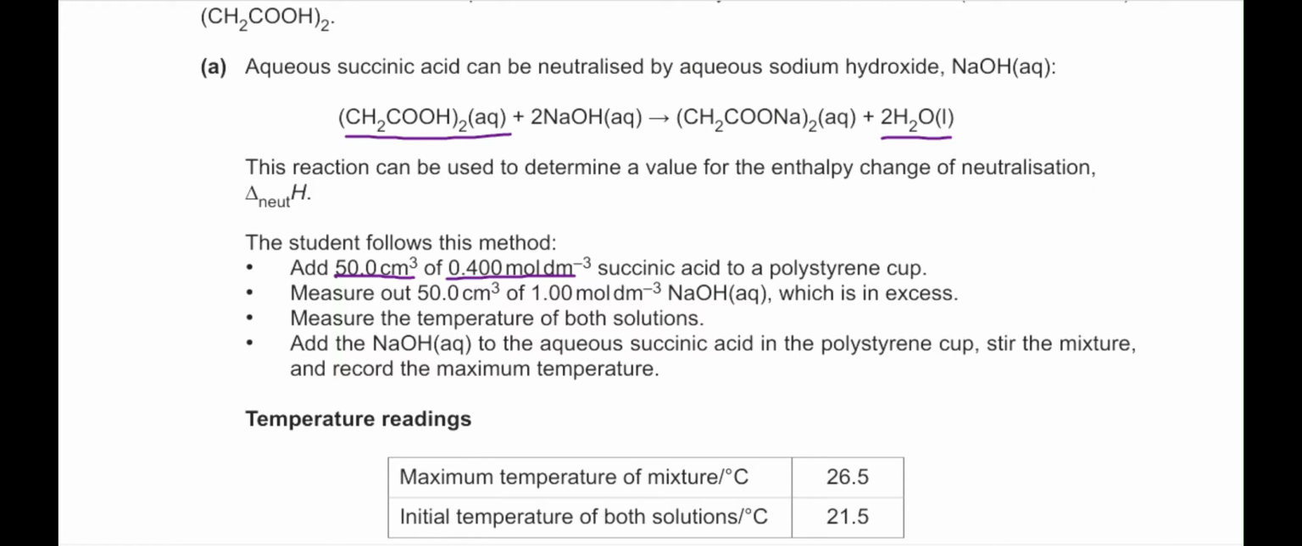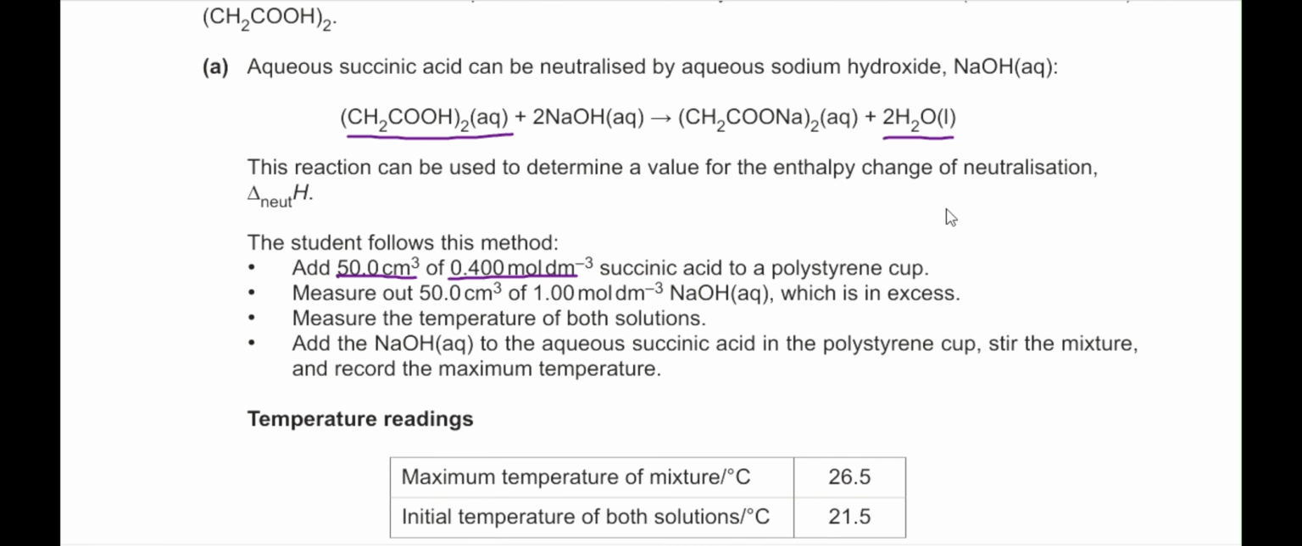Then we calculate the enthalpy change for the reaction using the information provided here, including the delta T, that is the change in temperature. If we divide that quantum of energy by the number of moles of water formed, we will be getting the enthalpy change of neutralization. So that should be our strategy.